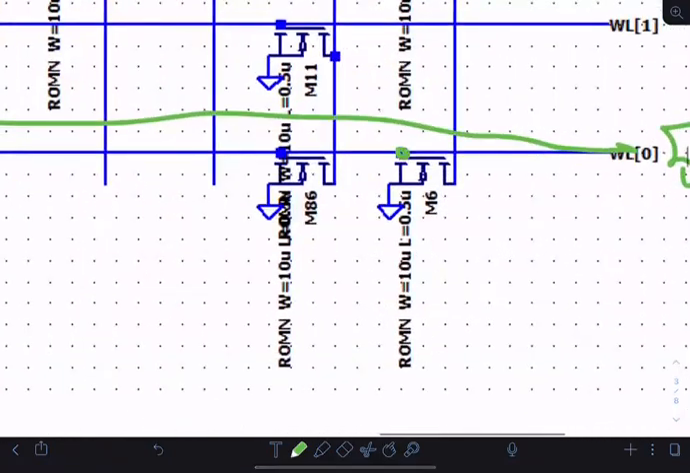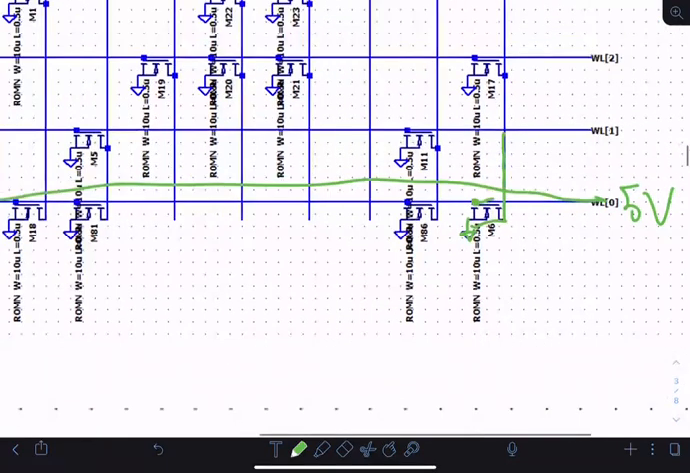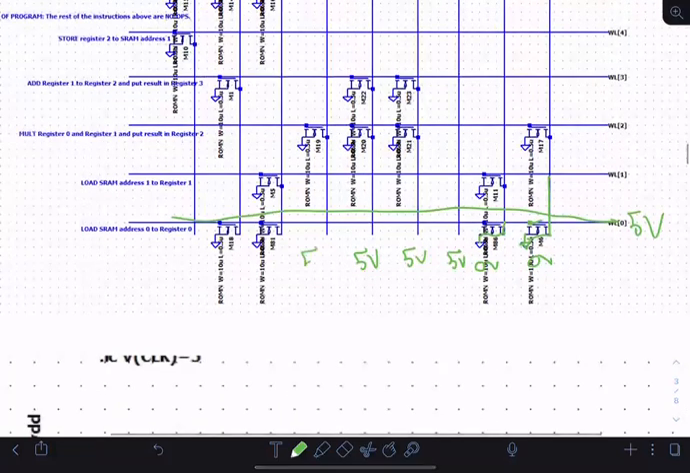And here, because the word line is on the input to the gate of an NMOS, it's going to create a path from bit line 0 to ground. And that's going to pull the bit line 0 down to ground. Same thing is going to happen here. And so that's going to be 0 volts, 0 volts. Same thing is going to happen here. And these are going to be at 5 volts because they're just left floating down here.